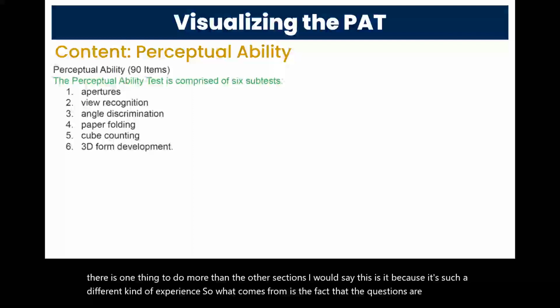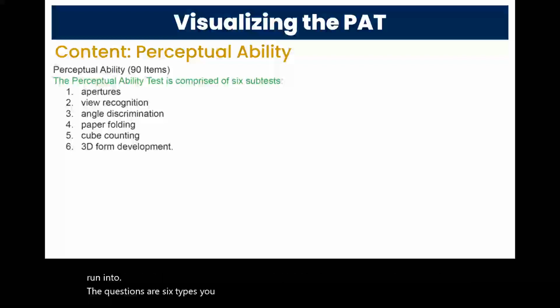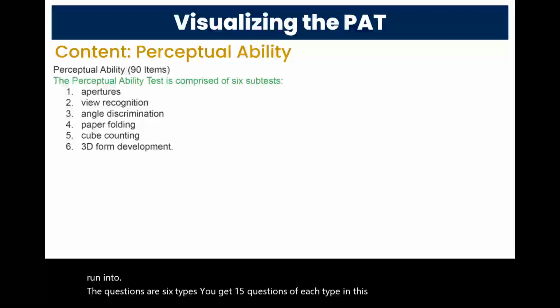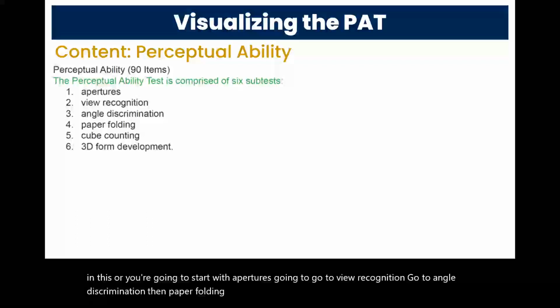So let's go through some techniques for each of the types of questions that you're going to run into. The questions are 6 types. So you get 15 questions of each type in this order. And it'll always be in this order. You're going to start with apertures, going to go to view recognition, go to angle discrimination, then paper folding, then cube counting, then 3D form development.